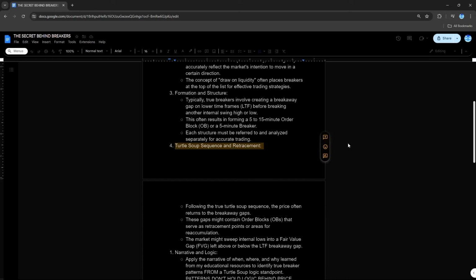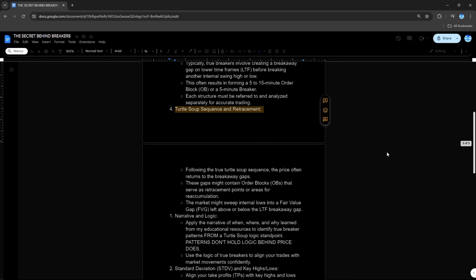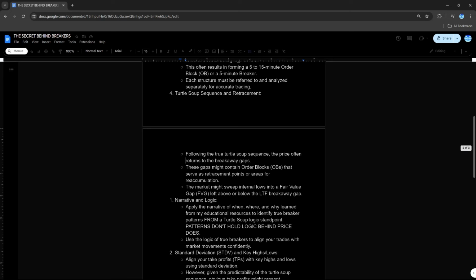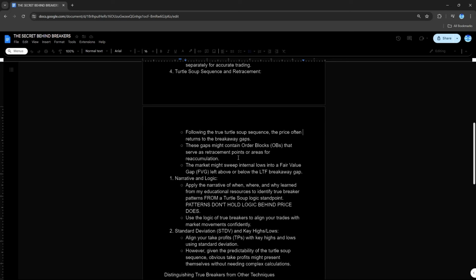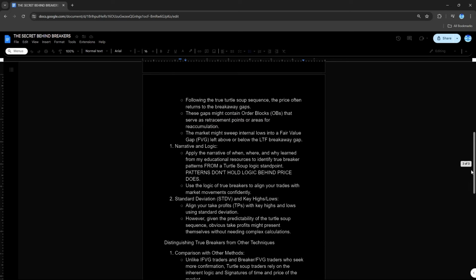It's a turtle soup sequence in retracement, right? Following the true turtle soup sequence, price often returns to breakaway gaps left after creating breakers, used as a retracement, obviously. That's where we can enter inside of a breaker if we haven't already turtle souped the breaker. Alright, right, turtle soup and anticipated that we would make a breaker. These gaps often contain order blocks that serve as retracement points for reaccumulations inside of our market maker model.